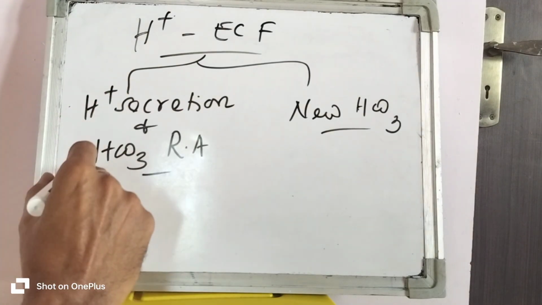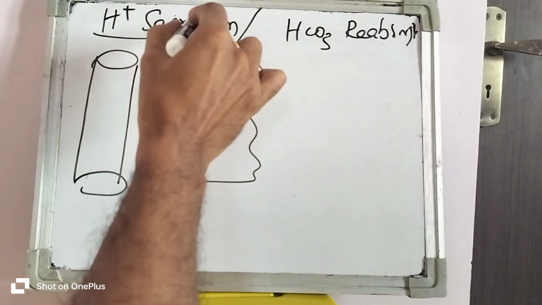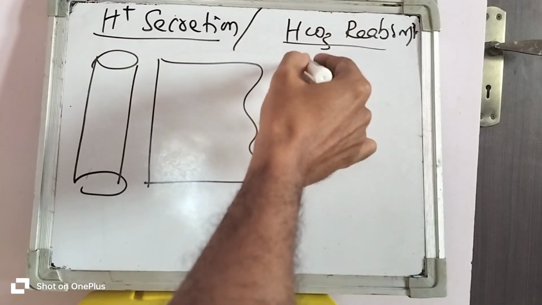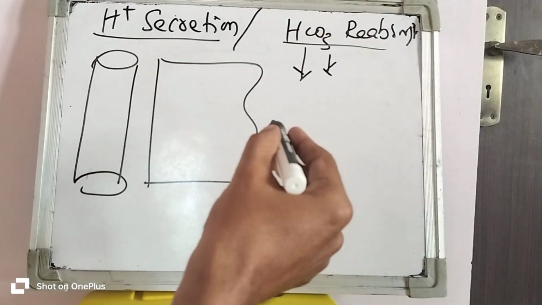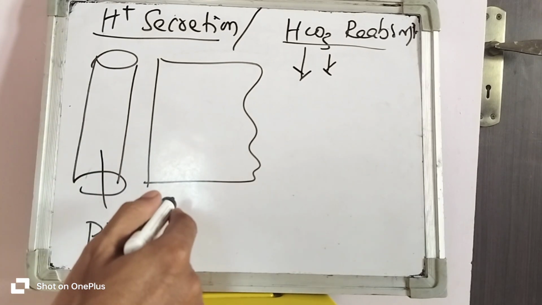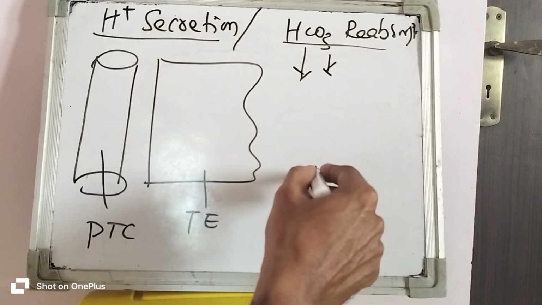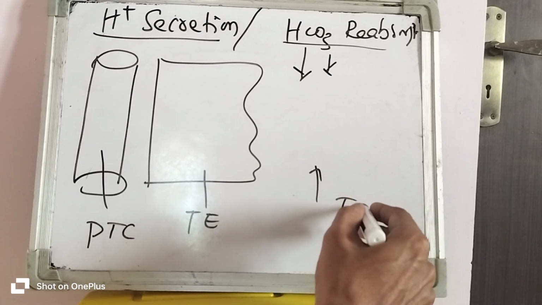So now we'll see how H plus ion secretion and reabsorption of bicarbonate occurs. Bicarbonate here is the filtered bicarbonate, and the filtered bicarbonate is reabsorbed. Say this is the peritubular capillary, which is surrounding the nephron or the tubules, and this is the tubular epithelium, and this is the tubular lumen, which contains the tubular fluid.